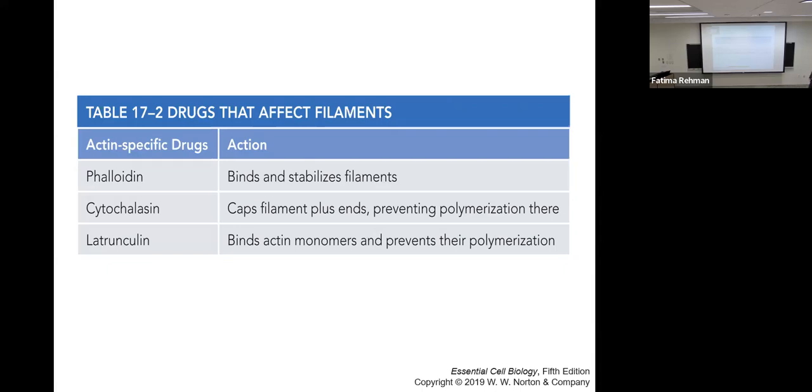Other two drugs that are important are cytochalasin and latrunculin. These two are going to prevent polymerization in different ways, so they cannot build to begin with. So they're stuck and the cell will collapse, essentially.